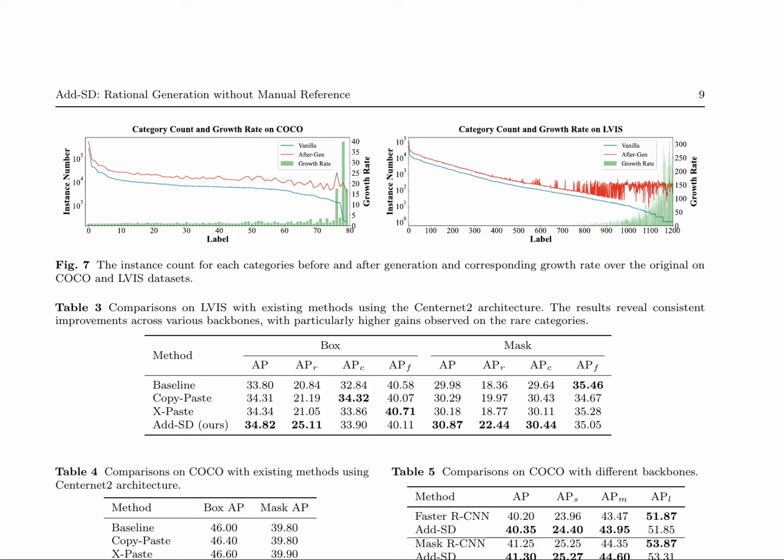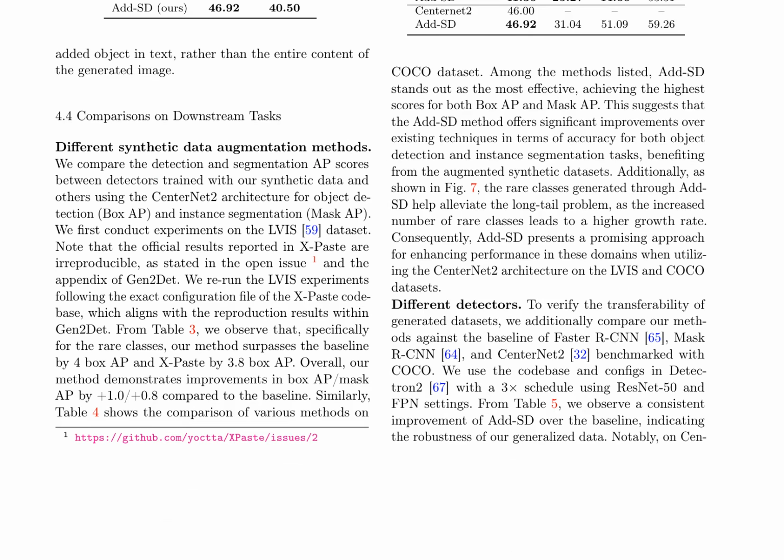The method is evaluated on various backbones, including Faster RCNN, Mask RCNN, and CenterNet2, and consistently outperforms existing techniques. The results in Table 3 show that ADSD surpasses the baseline by 4 box AP and XPaste by 3.8 box AP on the LVIS dataset, particularly on rare classes. Similarly, Table 4 demonstrates that ADSD achieves the highest scores for both box AP and mask AP on the COCO dataset. The growth rate of rare classes generated through ADSD is also higher, as shown in Fig. 7.